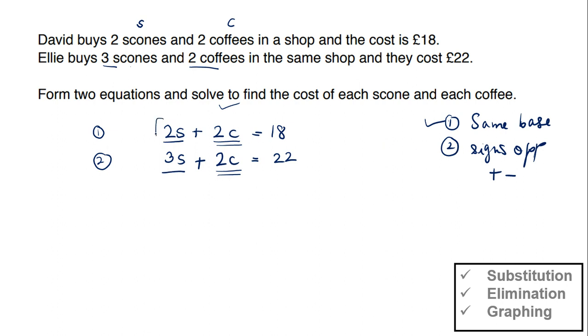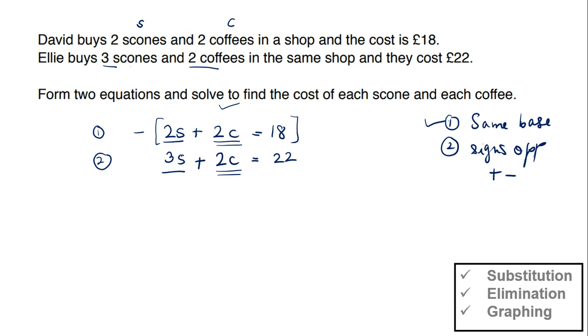I would prefer taking the first equation and turning it into negative, because 18 is a smaller number, and 2S is also smaller than 3S. So if I turn those into negatives, then it's going to be easier to do 22 minus 18 and 3 minus 2.